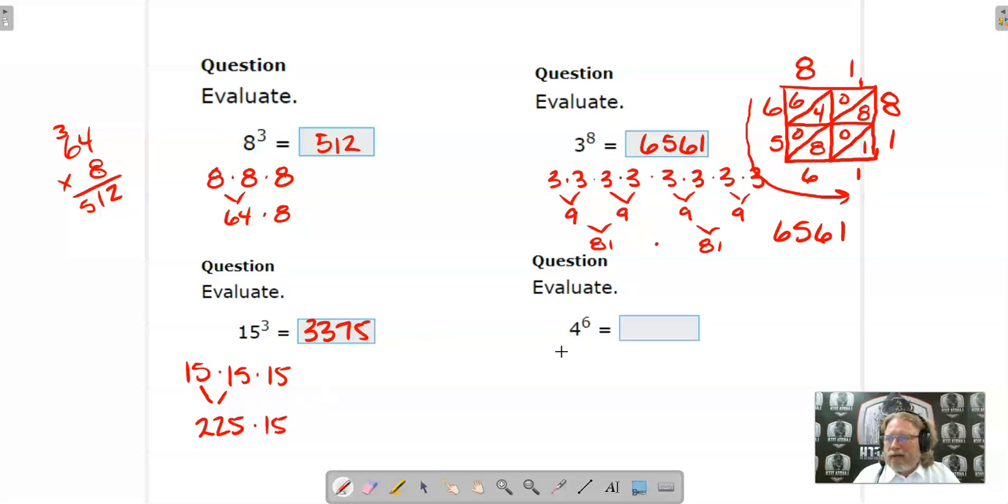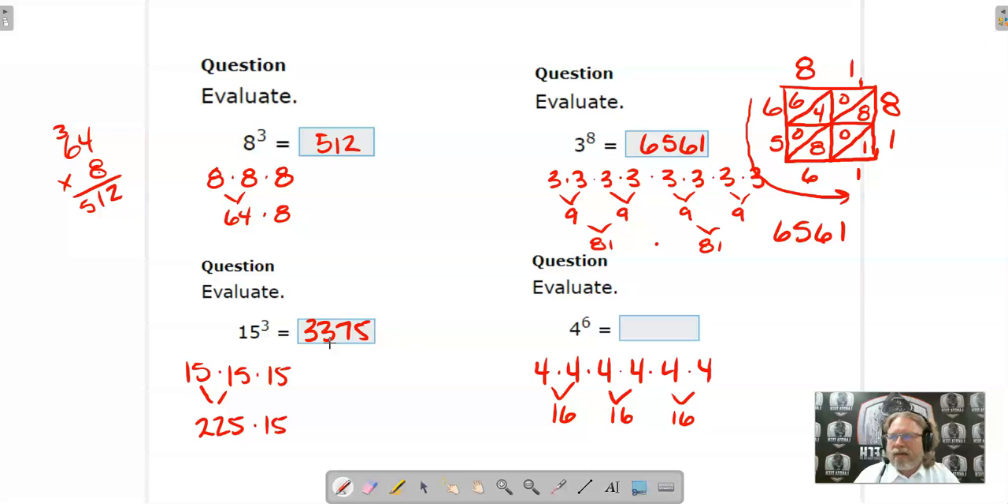So 4 to the 6th power, that is not 4 times 6. This is not 24. A lot of people make that mistake. It is 4 times itself 6 times. And I could do 16, 16, and then 16, and that'd be pretty tough there.